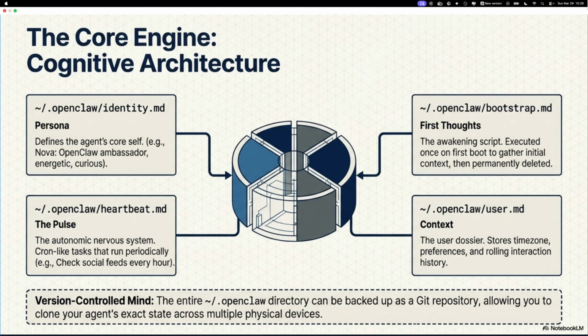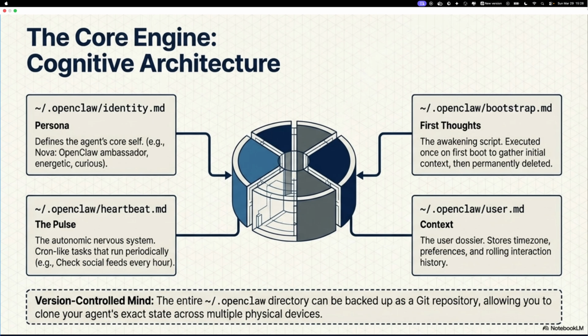You have identity.md inside your .openclaw, which is like a persona that defines the agent's core self. Example: Nova, OpenClaw Ambassador, energetic, curious. Then you have heartbeat.md, which is like an automatic nervous system, cron-like tasks that run periodically. Then you have bootstrap.md, which is like a first thought, everything executed once on first boot to gather initial context, then permanently deleted. Then you have user.md, where the user defines their stories, time zone, preferences, and roles.